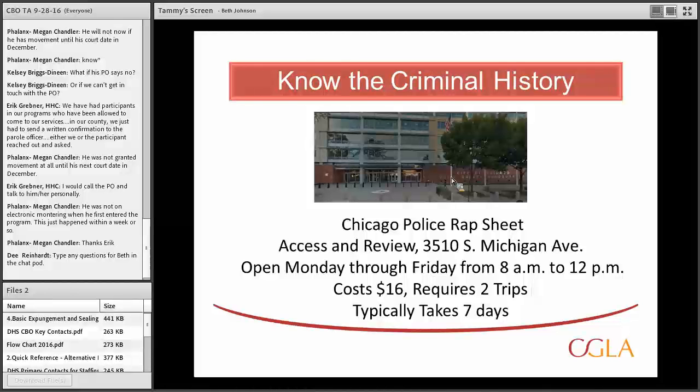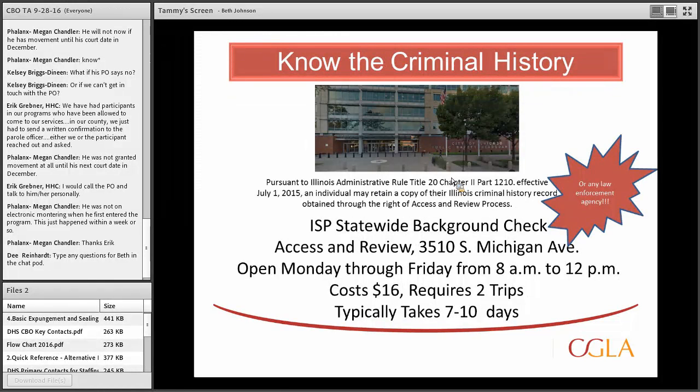But I know that some of the organizations are not located here. There is a new process that became effective July 1st of 2015 where you can access your Illinois State Police statewide background check. The ISP has always provided people a record of their convictions. What this change in administrative rule did was allow somebody to obtain a copy of all arrests and convictions that happened in the state of Illinois that the state police know about.